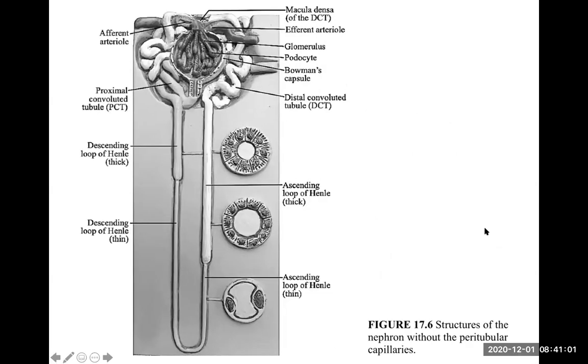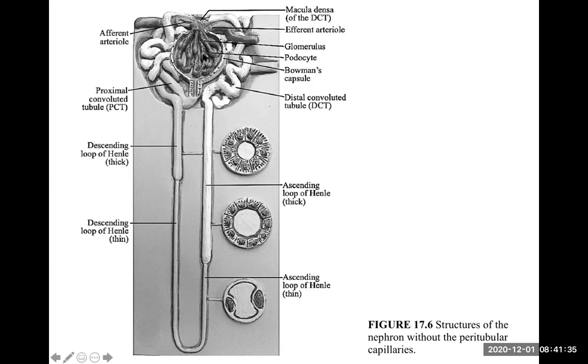Here's another look at the structures of the nephron without the peritubular capillaries, which would normally surround them around the loop of Henle. But here is the afferent and efferent arteriole, which take blood into the glomerulus and then out after it's been filtered. Here's the glomerulus, these tight capillaries that the blood gets filtered through. The podocytes are specific cells that surround these glomerular capillaries, and they allow filtrate to be pushed through via pressure through the slits.